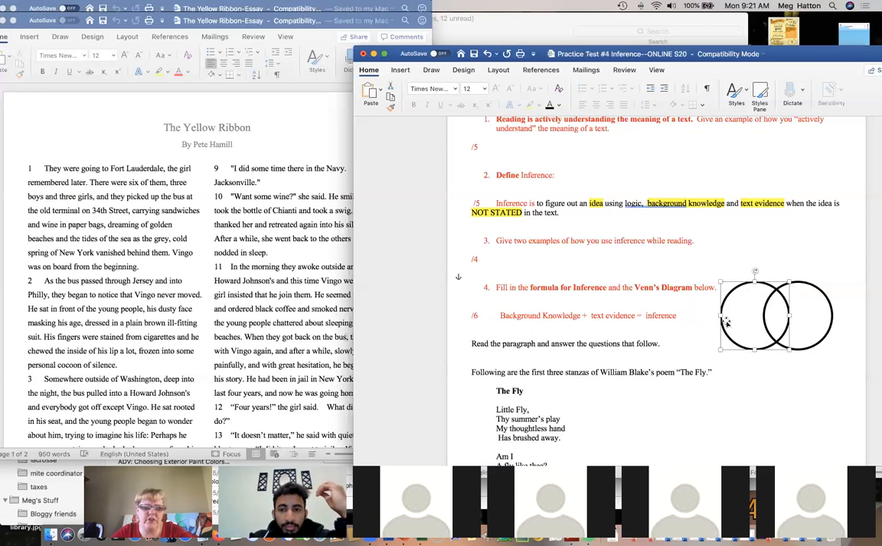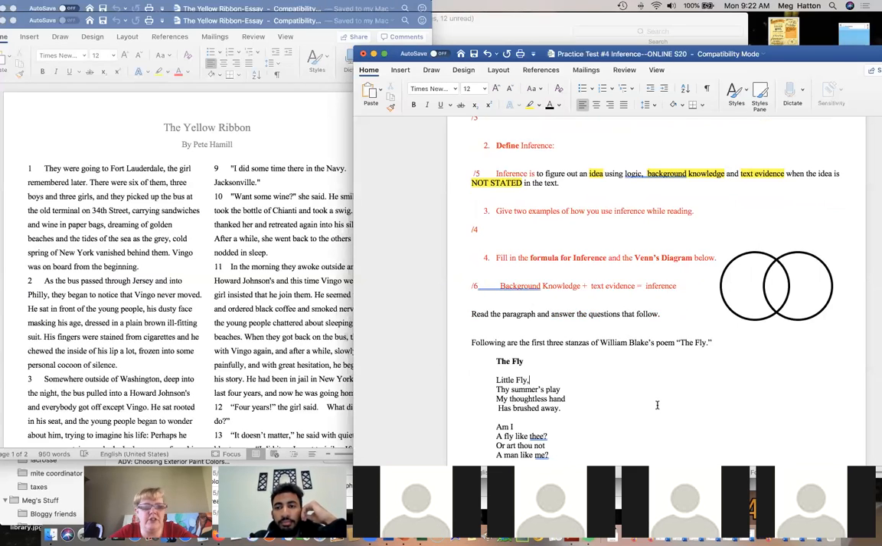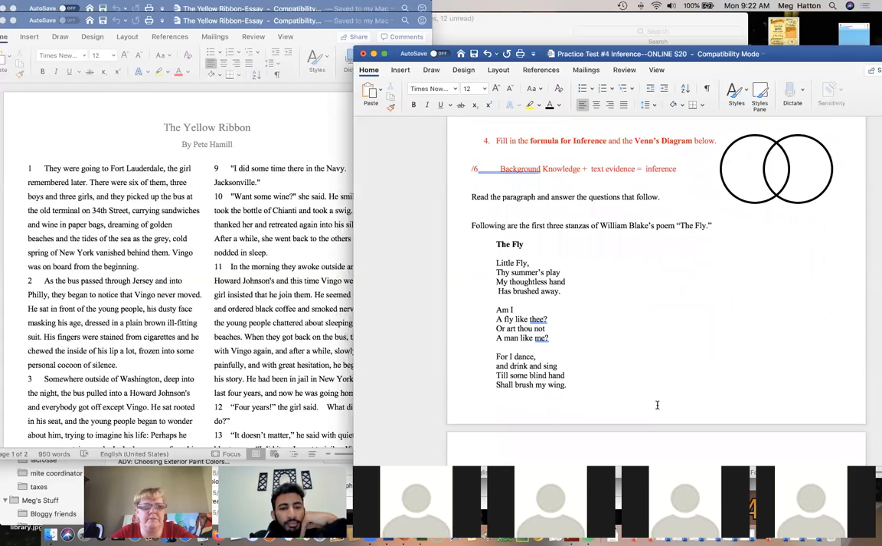In this part of the circle would be background knowledge, right? And in this part of the circle would be text evidence, and where they overlap would be inference. Does that answer your question, Anna? Perfect. Okay, any other questions that you want to go over?